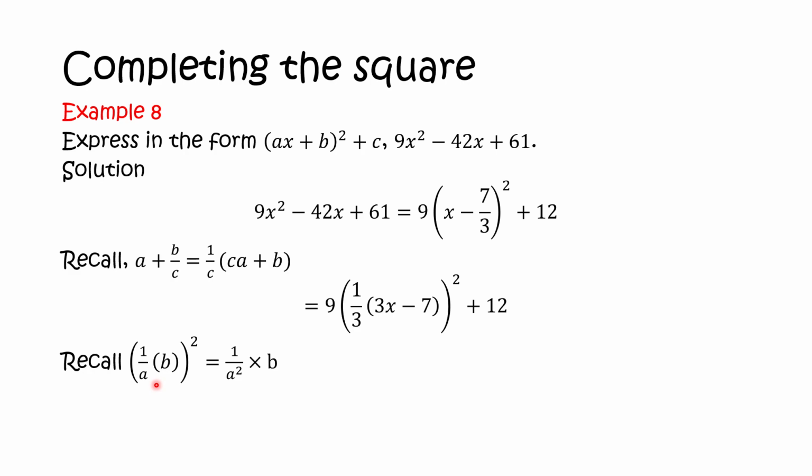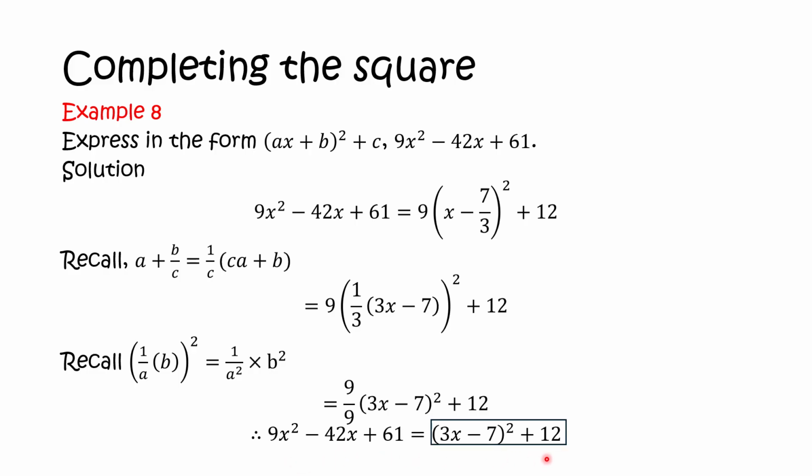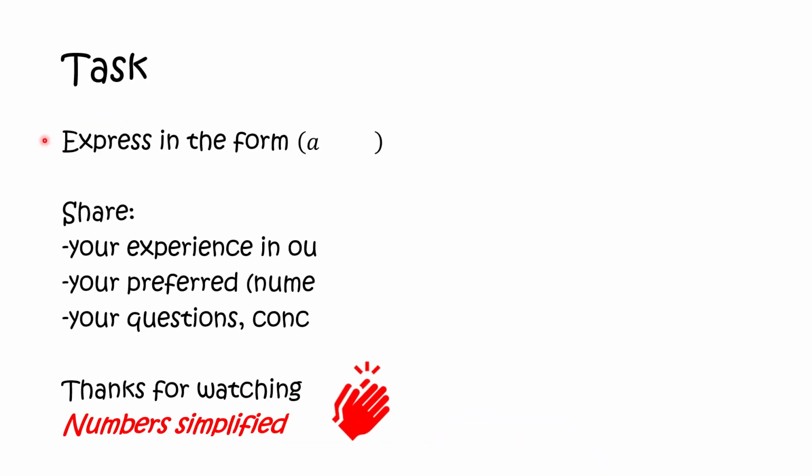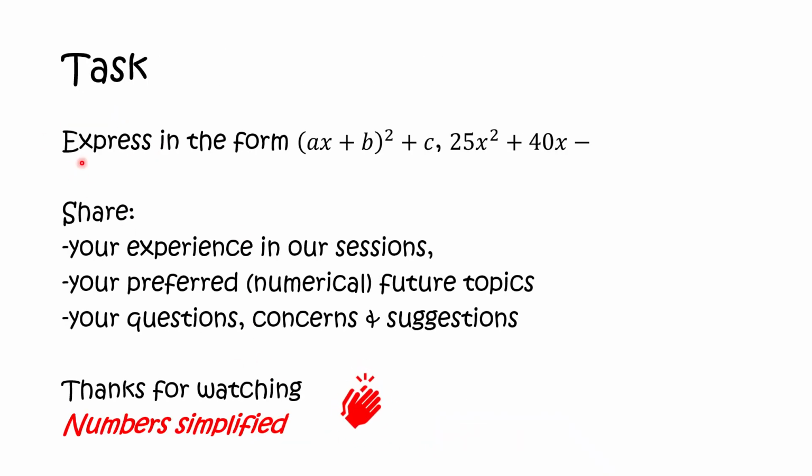So with that, then we go on to also recall that when we have that property, we can actually square that fraction so that we have 9 over 9 times 3x minus 7 squared plus 12. And simplify further, we would get to the final step of 3x minus 7 squared plus 12.